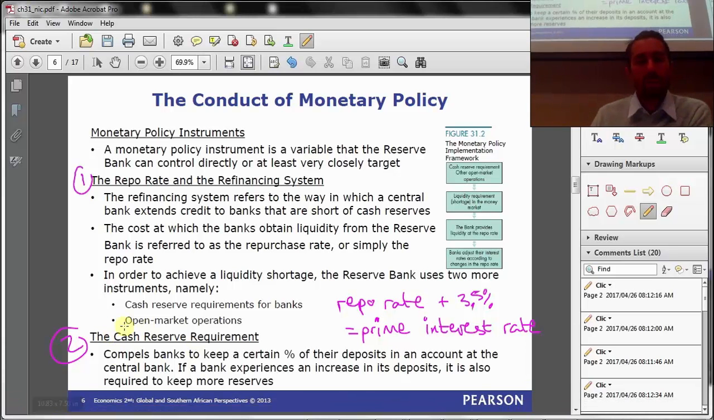We know from previously that the cash reserve requirement compels banks to keep a certain percentage of their deposits in an account at the central bank. And if a bank experiences an increase in its deposits, it is also required to keep more reserves. Anyone know what that required percentage is at the moment? Is it 7? No. The required reserve percentage, I think it's about 2%, something like that. It's pretty small.